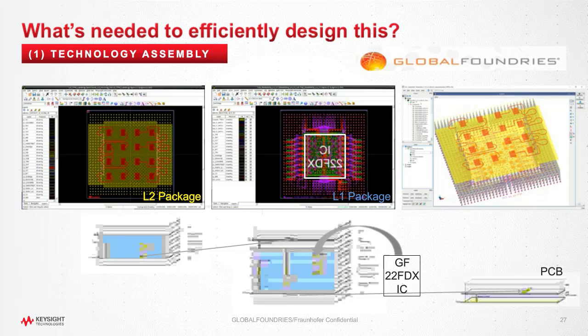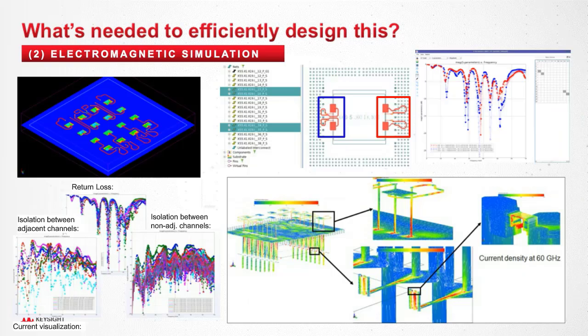Well, the first thing you need to be able to do is technology assembly. In this case, what we've got to do is take this 22 FDX IC from GLOBALFOUNDRIES. It's a fully depleted SOI chip, right? And we have to essentially flip it onto our wafer level package. So we've got a wafer level package technology that's a separate technology file, sets of layers, substrate, all of those things, and we somehow have to merge those two substrates together. Then we've got to take the other package, which is actually on the far left. This is the L2 package. That's the phased array, and we've got to stack that on top of the combination of those first two packages. And then we've got to take that stacked set of 3 packages and put it onto a PCB.